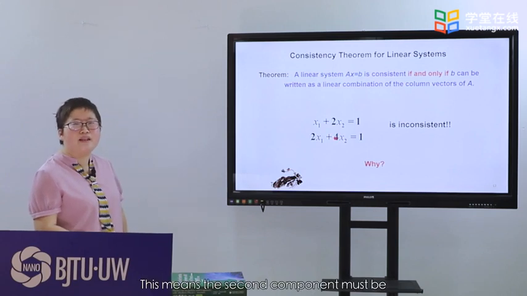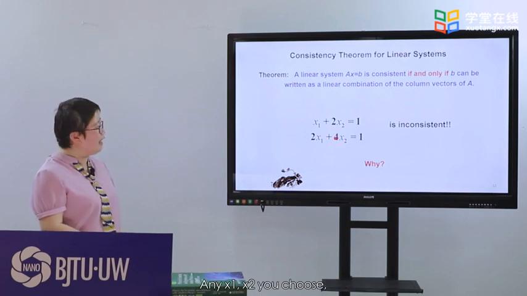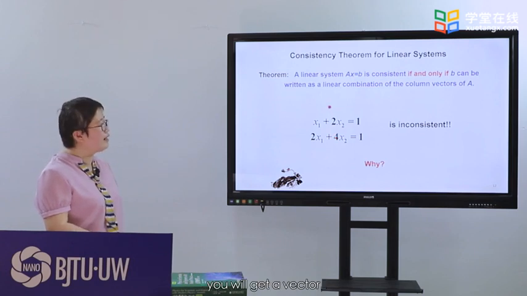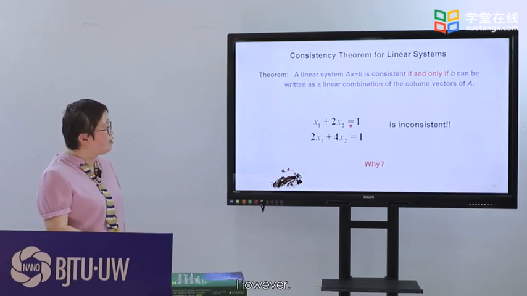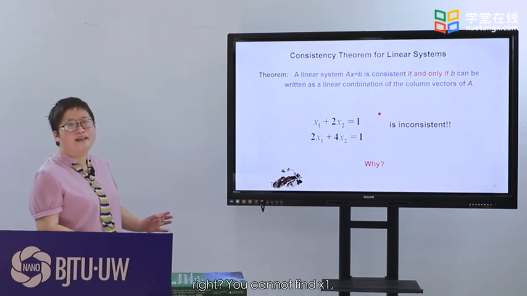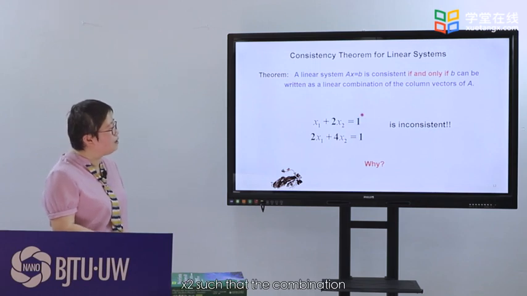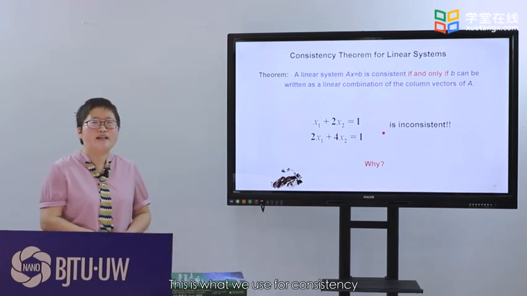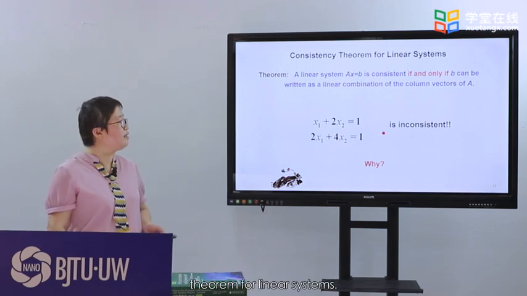This means the second component must be 2 times the first component. So for any x1, x2 you choose, you will get a vector whose second component is 2 times the first component. However, the right-hand side vector is (1, 1). So it is impossible, right? You cannot find x1, x2 such that the combination is (1, 1). So this system is inconsistent. This is how we use the consistency theorem for linear systems.